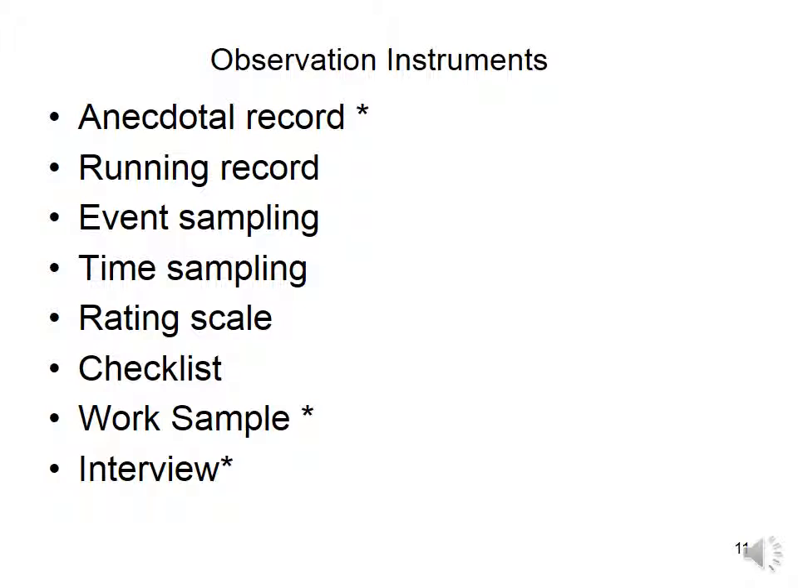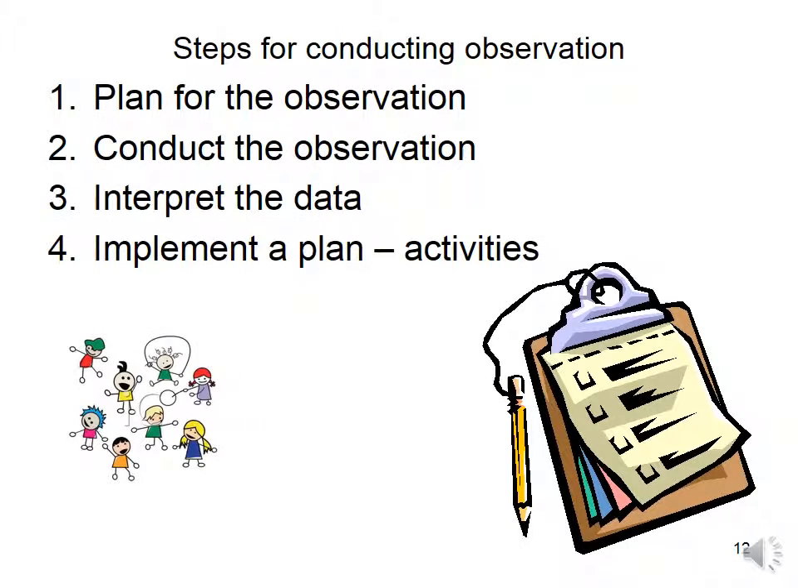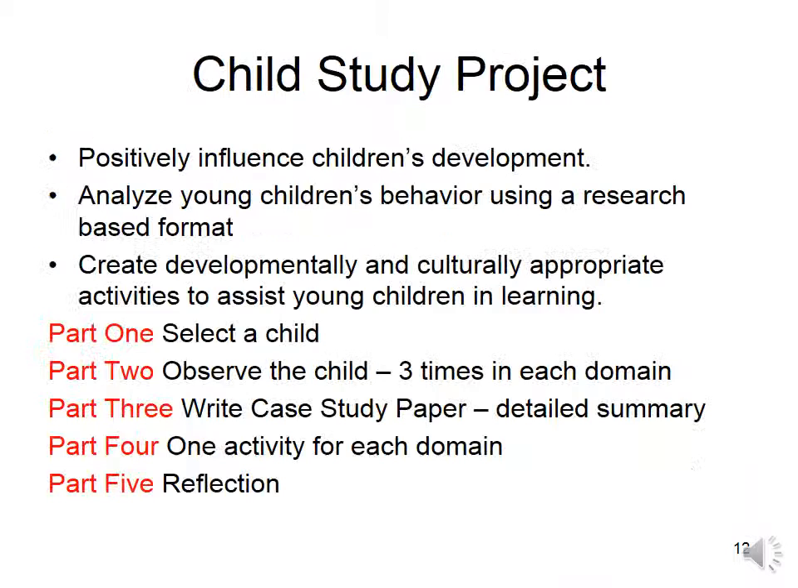Your textbook gives you several options to use when observing children. It will be your choice as to what to use for your child study project. You may use several if you want. The ones with asterisks are those that I am encouraging you to give a try. These are the steps listed in your textbook for conducting successful observations. So certainly plan ahead, conduct the observation, interpret what you saw, and then implement the plan, which for the child study project will be your description of activities for each domain.